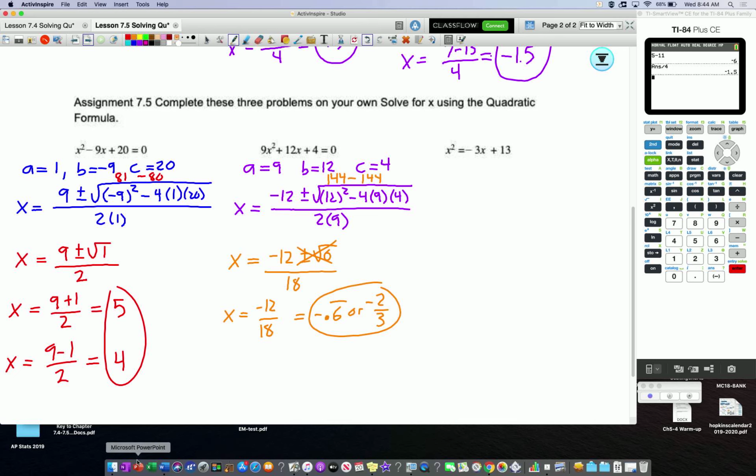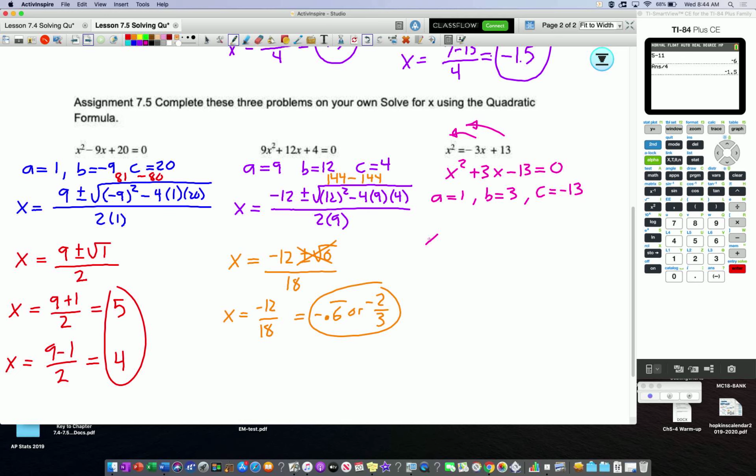All right, the last one. Let's move the numbers over to the other side. I hope you did that, because if you didn't, it's going to mess up all your signs and some of your numbers. So the equation we're really working with is x squared plus 3x minus 13 equals 0. So A equals 1, B equals 3, C equals -13.